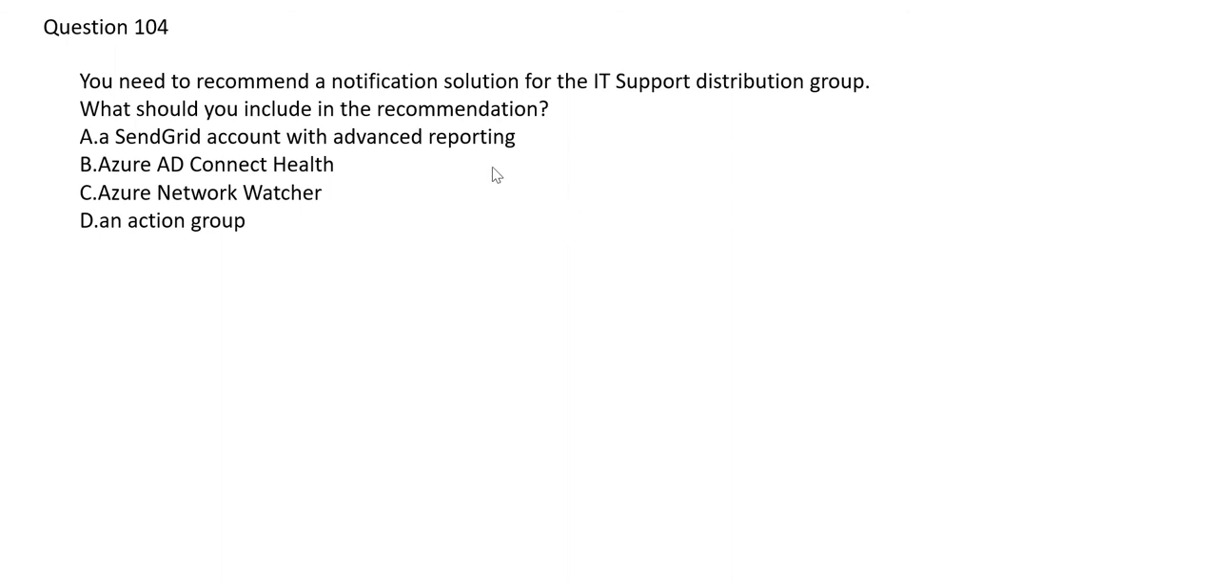Now let's read this question and see if we will have to refer to the case study or we can answer in isolation. Here it talks about a notification solution for the IT support distribution group, and what should we use. I think we can answer in isolation, because what it's looking for is a notification solution.